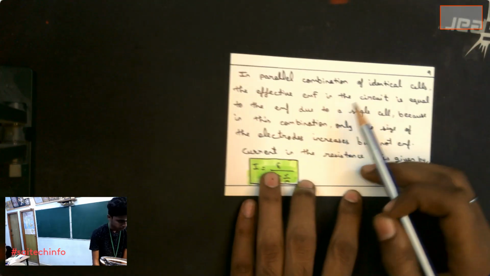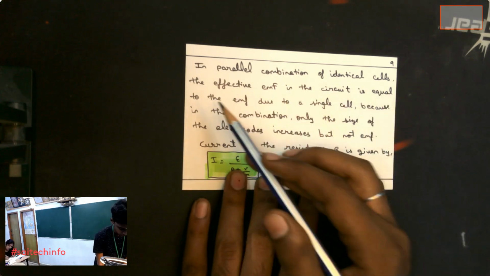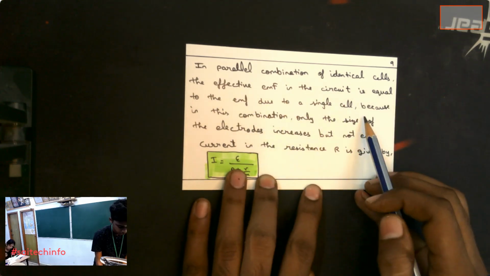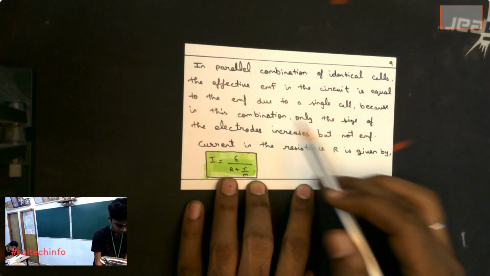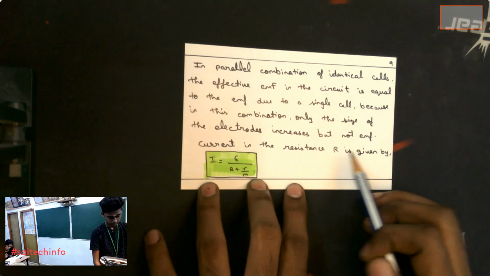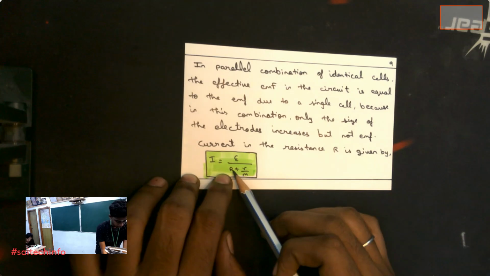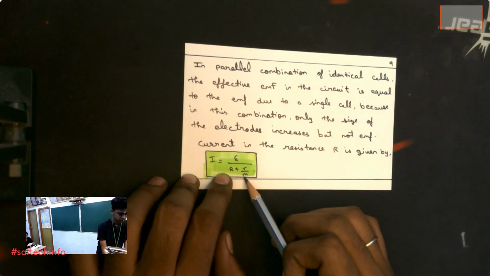In a parallel combination of identical cells, the effective EMF in the circuit is equal to the EMF due to a single cell, because in this combination only the size of electrodes increases but not the EMF. Current in the resistance R is given by I equals E divided by R plus r by n.